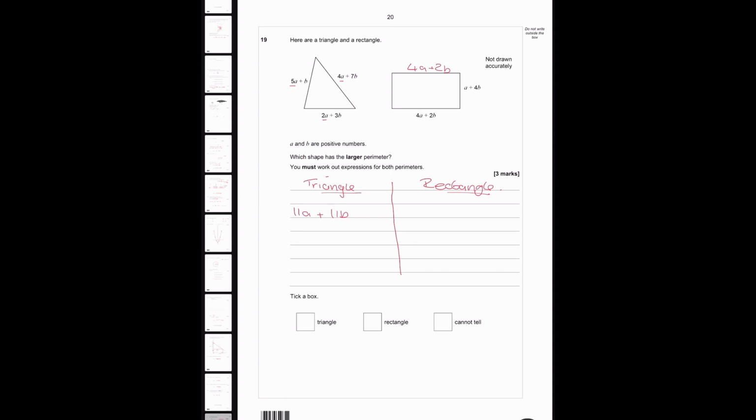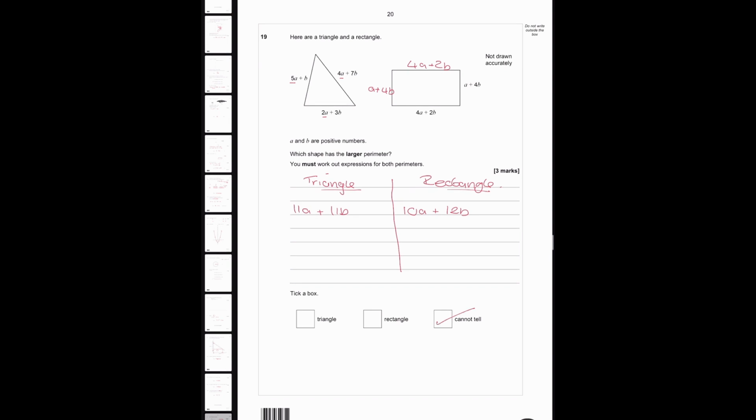We've got 4a plus 2b on top and a plus 4b at the side. Working out the number of a's, we have a plus 4a plus a plus 4a, which is 10a, plus 2b and 2b plus 4b, which is 12b. Since both of the numbers in front of the letters for both the triangle and the rectangle are positive, that means we cannot actually tell which one is larger.